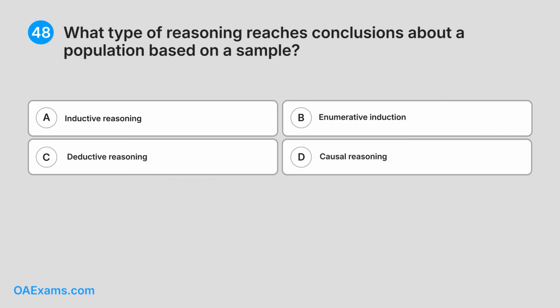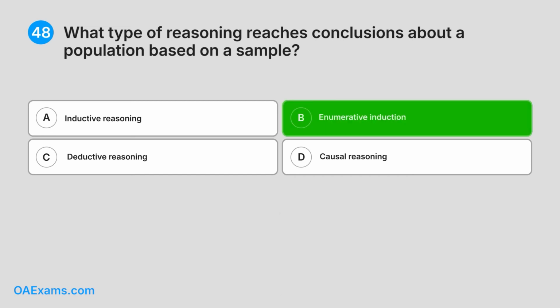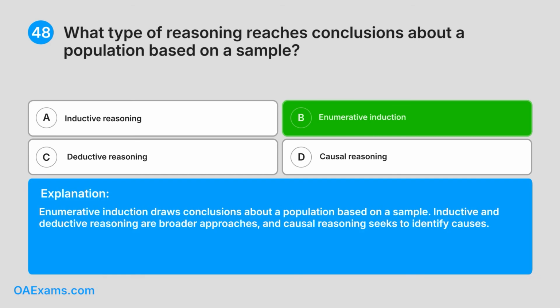48. What type of reasoning reaches conclusions about a population based on a sample? A. Inductive reasoning. B. Enumerative induction. C. Deductive reasoning. D. Causal reasoning. Can you guess the answer? Correct answer. B. Enumerative induction. Explanation. Enumerative induction draws conclusions about a population based on a sample. Inductive and deductive reasoning are broader approaches, and causal reasoning seeks to identify causes.